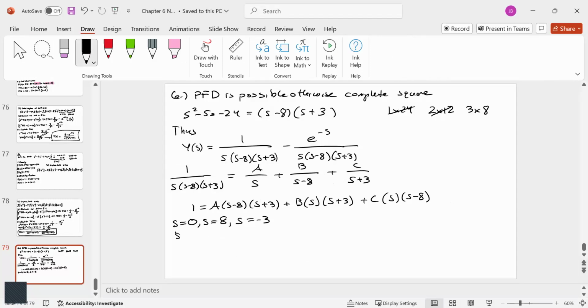So just to show you that, let's say s equal to 0. If I plug in 0, I'm going to get 1 equal to A times negative 8 times 3, which is negative 24, and the rest of them are going to be 0. So plus 0 plus 0. And so then A is equal to 1 over negative 24.